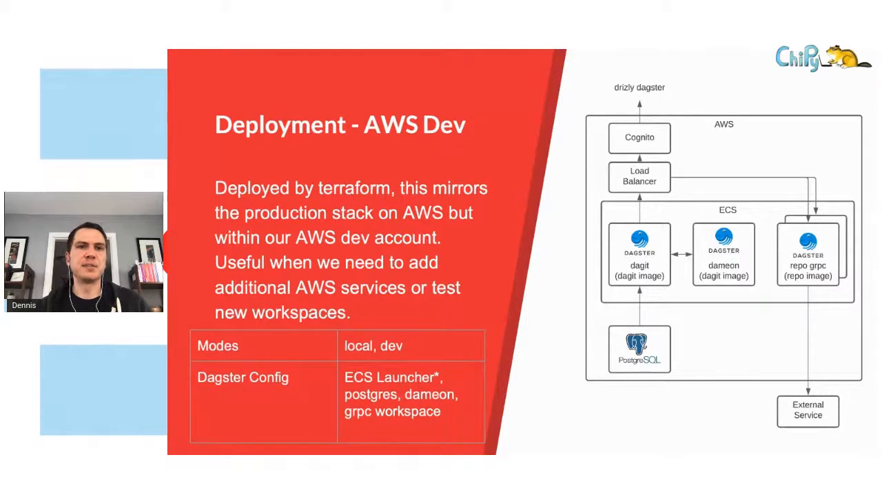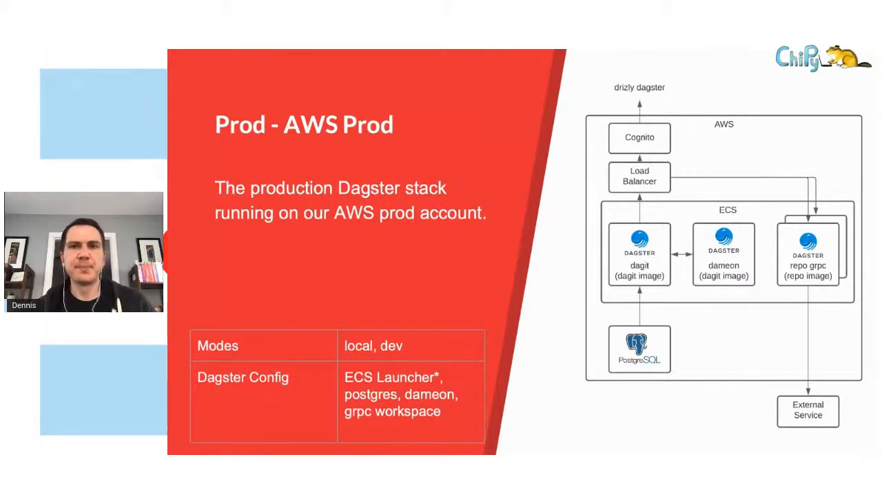So this is where we start to get a sense of how Dagster will be behaving in production before actually pushing it out into production. And so I think my next slide should look pretty much the same, because it's the same AWS stack. We're just running it now officially in production, as opposed to our AWS dev account.